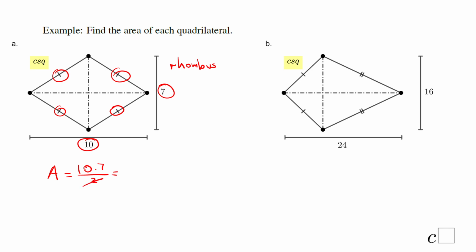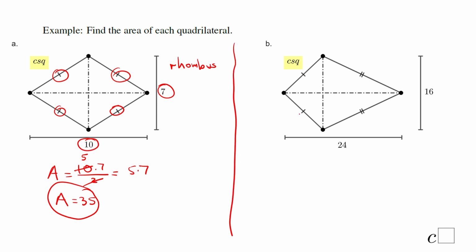Again, you can simplify here. 2 goes in 10 5 times, and then we have 5 times 7 left, the area will be 35 square units. For part B, very similar, we're looking, but the only difference, you notice this one is a kite.